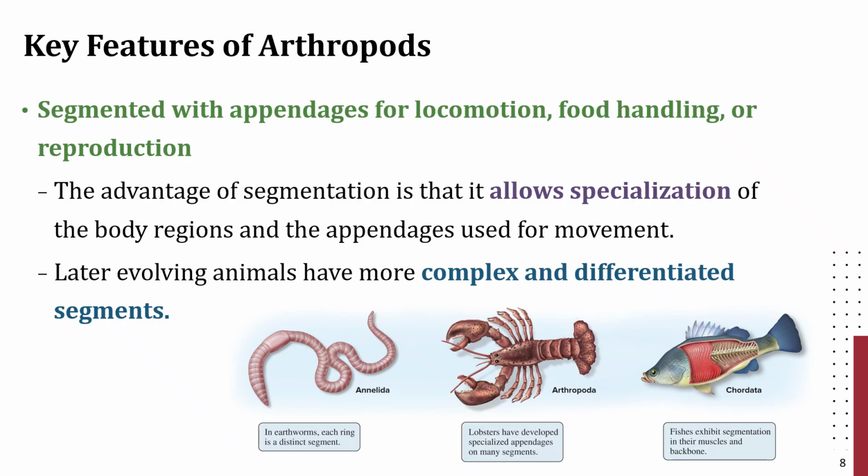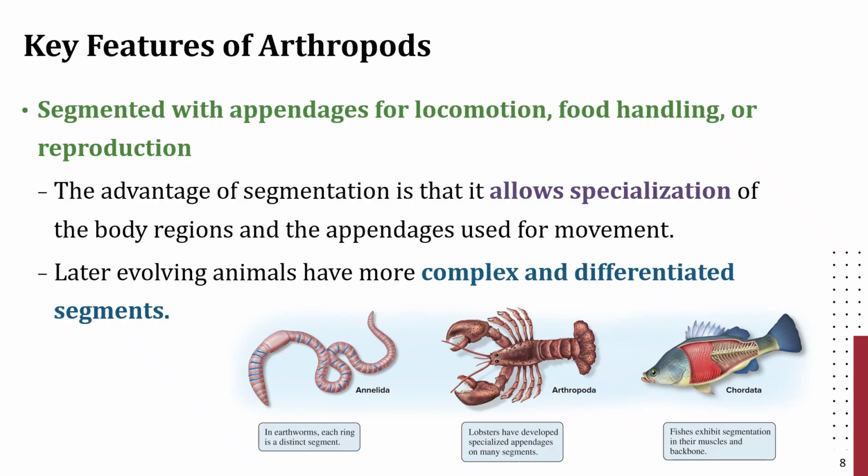But our later evolving organisms, like our arthropods and our chordates, have much more segmentation than some of our others that either don't have segmentation or just have repeated, undifferentiated segments. So in our earthworm here, we've got these repeating, undifferentiated segments. They're all going to contain the same structures all the way down, basically just repetition.